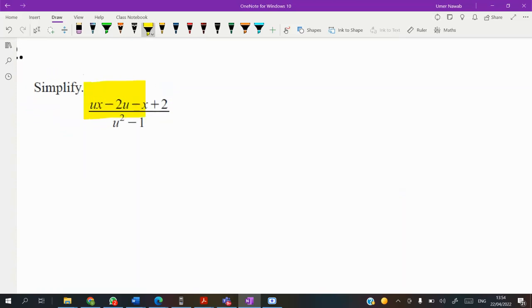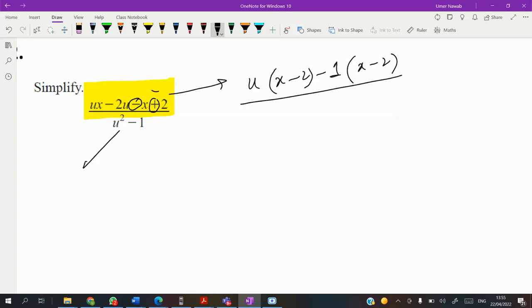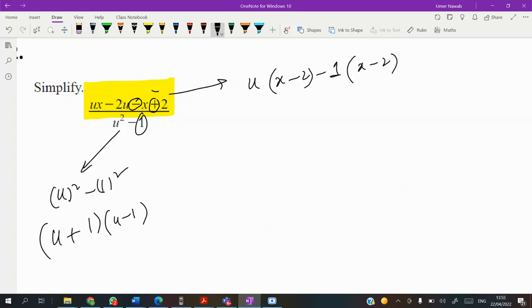Next, grouping in the numerator. You will take u common, so x minus 2. If there is a minus sign and nothing is common, then 1 is outside, and change this plus sign to minus. x minus 2 over, this is u squared, and 1 can be written as 1 squared. So the difference of two squares, u plus 1 and u minus 1. And this can be written as x minus 2 and u minus 1.